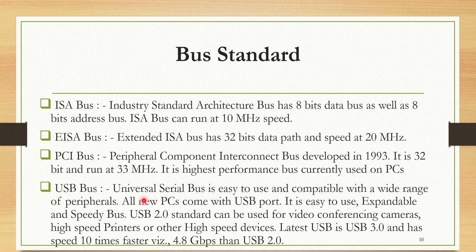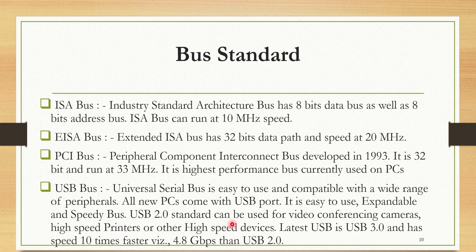Next is the USB bus. USB means universal serial bus. It's easy to use and compatible with a wide range of peripherals. All machines come with a USB port. It's easy to use, compatible and a speedy bus. In all machines nowadays, you can put in your pen drive; they are actually on the USB port. We call it a USB port that runs on the USB bus.